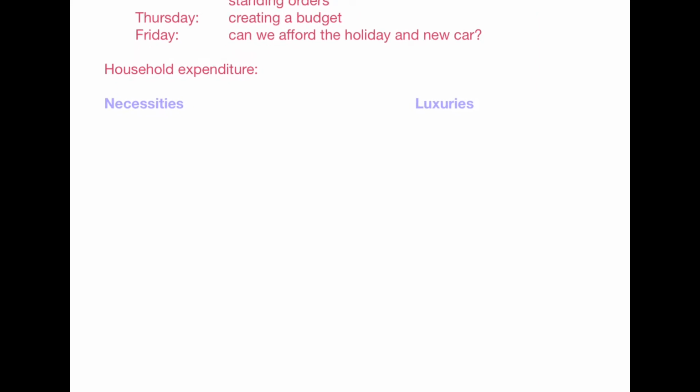Anyway, today's work is looking at household expenditure. Okay, so expenditure is all the money that goes out, all the money that needs to be paid out. Okay, and they can be broadly put into two categories: necessities and luxuries. Okay, necessities are the things that you don't have a choice about. They are the things that you need and that cost money. Okay, so we'll look at what they are in a minute. And then the luxuries, they're things that you would like, or things that you want, or things that you enjoy but you could live without.